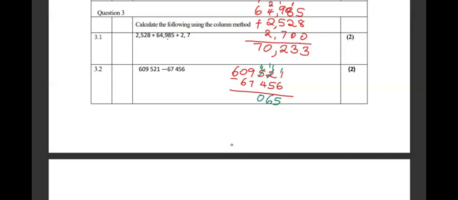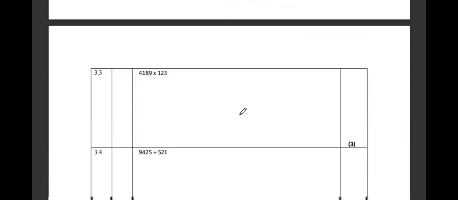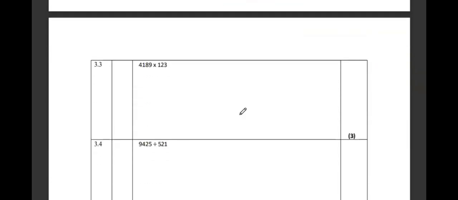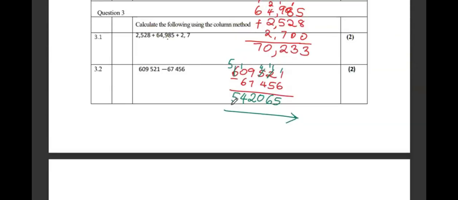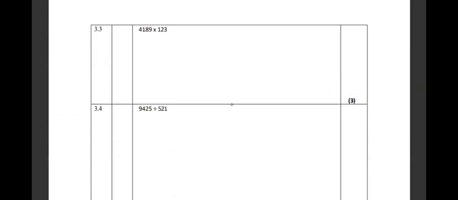4 minus 4 is 0. 9 minus 7 is 2. We need to borrow to make it a 10. 10 minus 6 is 4. Then pull down the 5. That becomes our answer. Okay, then 3.3, still we're using the column method. So it's going to be 4189 and then 123, and then we multiply.